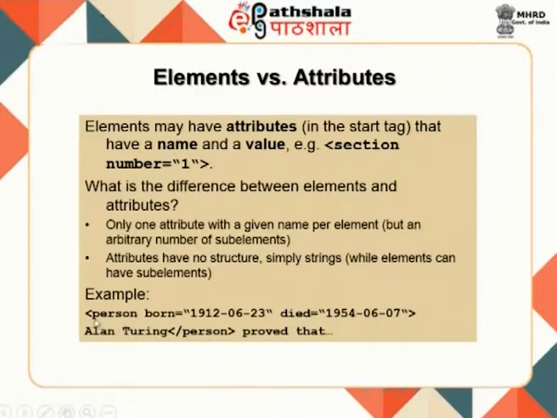So, here you can see in this example, person is an element, and born is an attribute with its value, and died is another attribute with its value. This is character, parsed character data, the element is closed, again you have data, and it keeps on going.